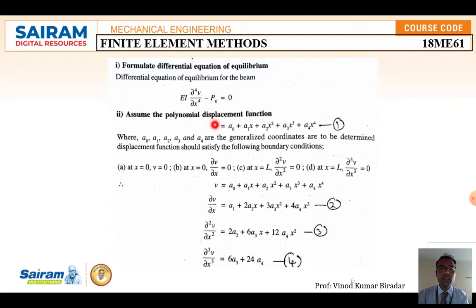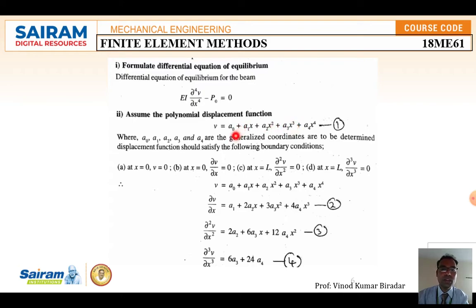That is u is equal to, or v is equal to a0 plus a1x plus a2x square plus a3x cube plus a4x to the power of 4. So this is the polynomial displacement function. Question number 1: we want the d to the power of 4 value. If you differentiate up to 4 times, we are going to get this value. Because of that reason only we are going to assume this equation.